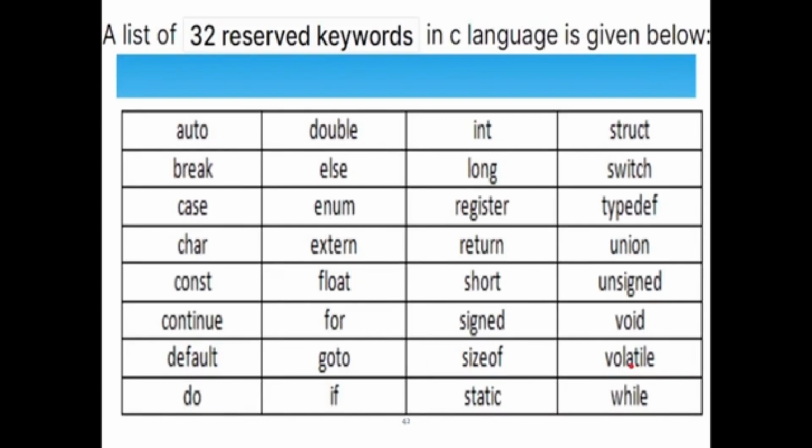There are reserved keywords in C language, 32 reserved keywords. You can check them. Remember, this is very important. There are 32 reserved keywords in C, like auto, double, int, struct, break, else, long, switch, case, continue, goto. Each and every keyword will get familiar to you by the end of this C programming session. Do, if, static, while, etc.